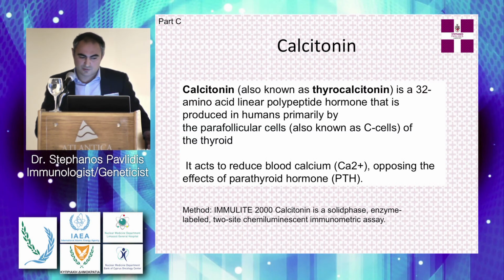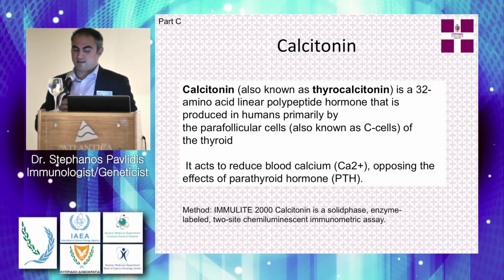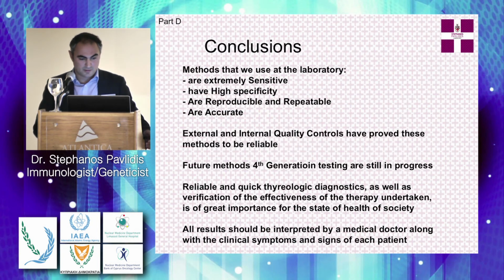And now a few words on calcitonin, which is also known as thyrocalcitonin. It's a 32 amino acid linear polypeptide hormone that is produced in humans primarily by the parafollicular cells, also known as C cells, of the thyroid. It acts to reduce blood calcium, opposing the effects of parathyroid hormone. And the method for calcitonin is chemiluminescence on the Immulite analyzer.